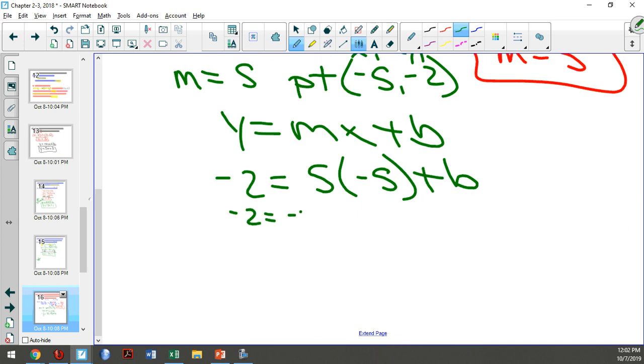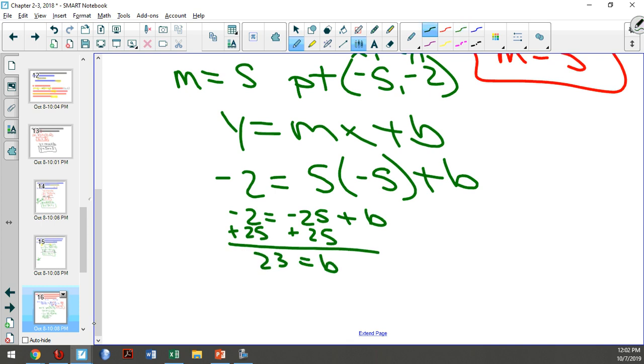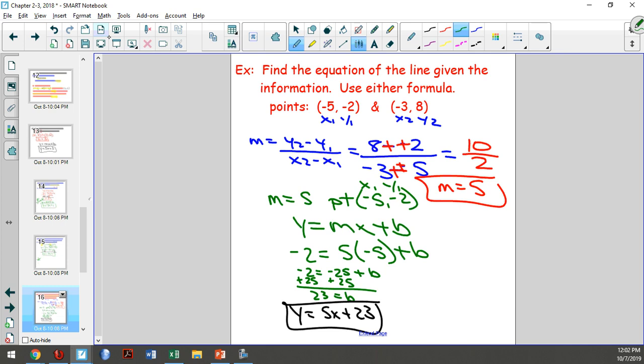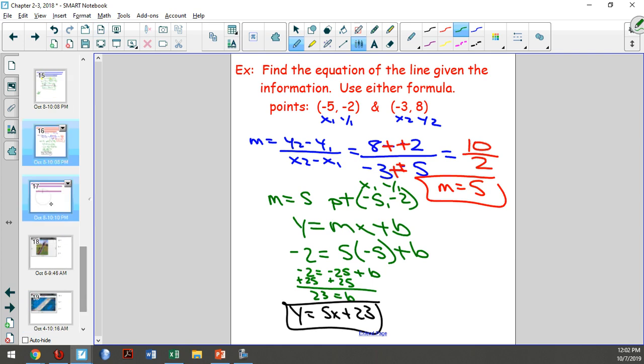So negative 2 is equal to negative 25 plus b. Now what? Add the 25 over. 23 is equal to b. So now what is my equation? Y equals 5x plus 23 is the equation of the line going through those 2 points. Do we understand that, yes or no? We good? Visual or verbal, are we good? Excellent.